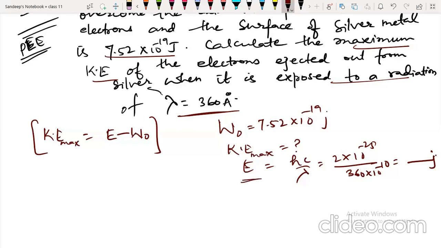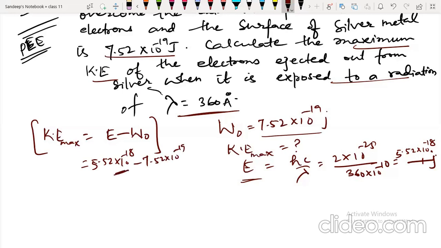What is the energy that you got? Bhargav, what is the energy you got? I'm getting 5.5 into 10 to the power minus 7. 5.52 into 10 to the power minus 7 or minus 18? So minus 11. Okay, I take 50. So this is the energy and work function. So subtract energy 5.52 into 10 to the power minus 18 minus 7.52 into 10 to the power minus 20.